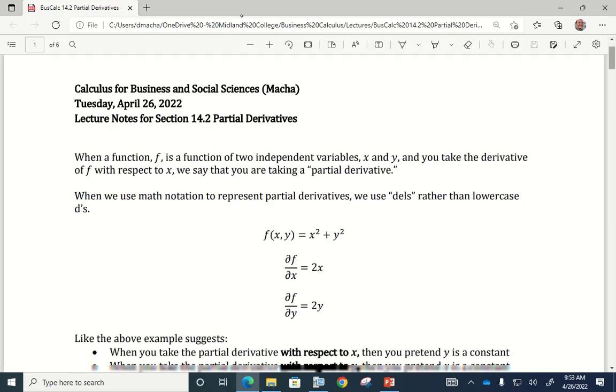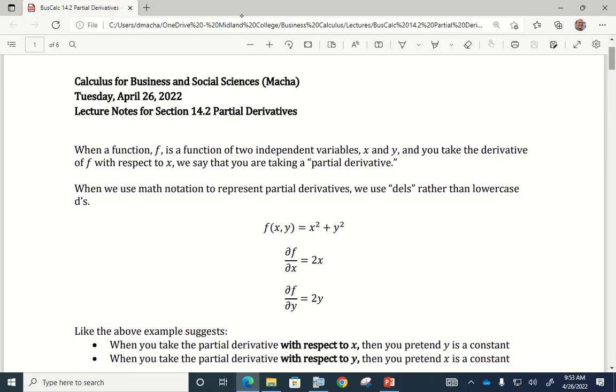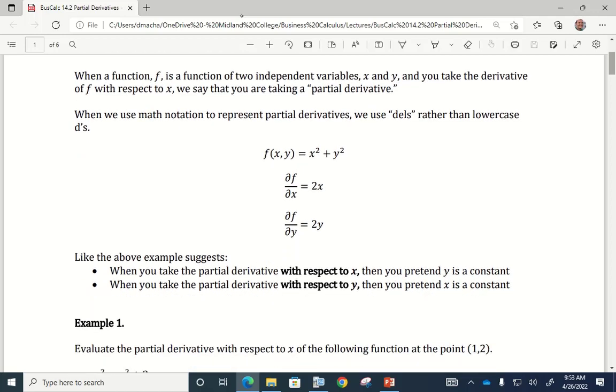So today we're doing section 14.2. We're talking about partial derivatives, and partial derivatives is a way to apply derivatives to multivariable functions. Right, so we're just extending our definition of derivatives here. So when you have a function that's a function of two independent variables like x and y, and you want to take the derivative of that function with respect to just x, we say that you're taking a partial derivative.